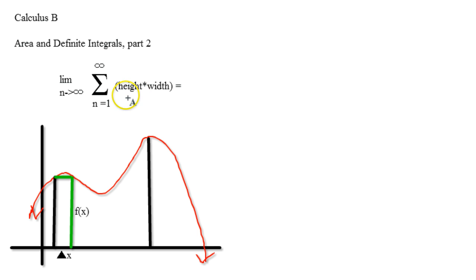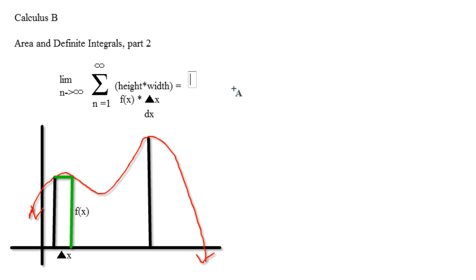Okay, but I want to take a look at the formula real fast. The height and width are the formulas we need for the area of each rectangle. So the height would be f of x, and the width would be delta x. Okay, that's pretty simple. But here's the thing: delta x is actually approaching 0, because the more rectangles we get, the thinner they get. So this number is actually approaching dx. That's where the dx actually comes from.